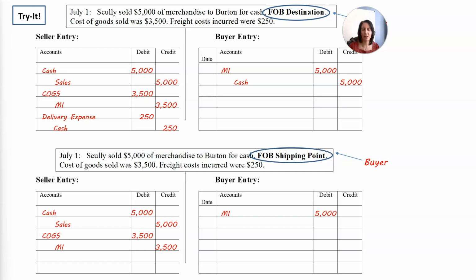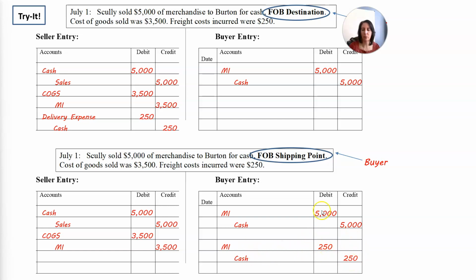So the cash that they're laying out is $5,000. There we go. Laying out $5,000 in cash. And that extra $250 is going to be added to the inventory. MI stands for merchandise inventory. And they have to pay the FedEx or whomever the cash.